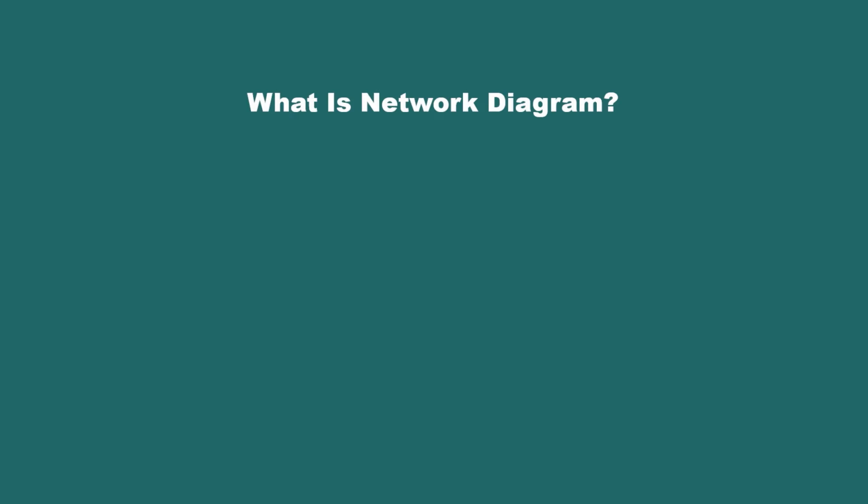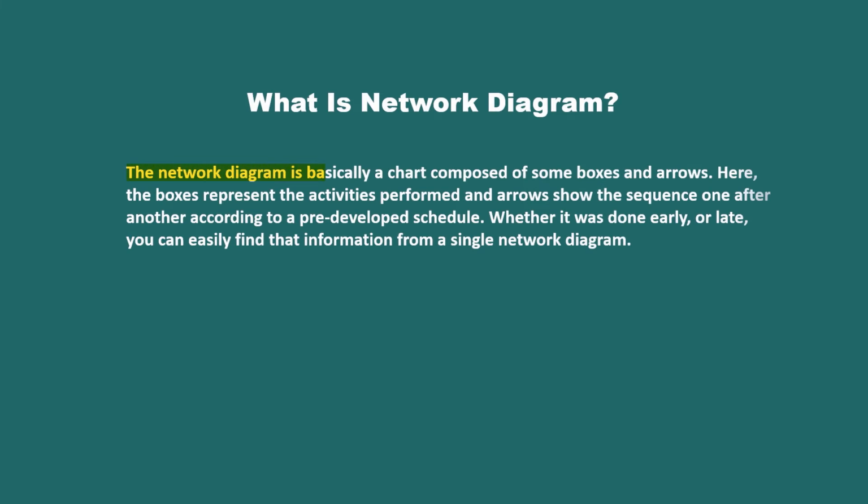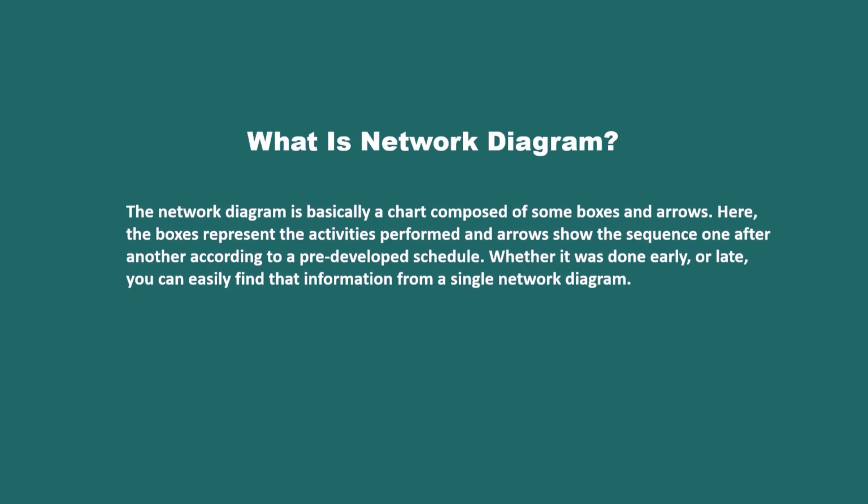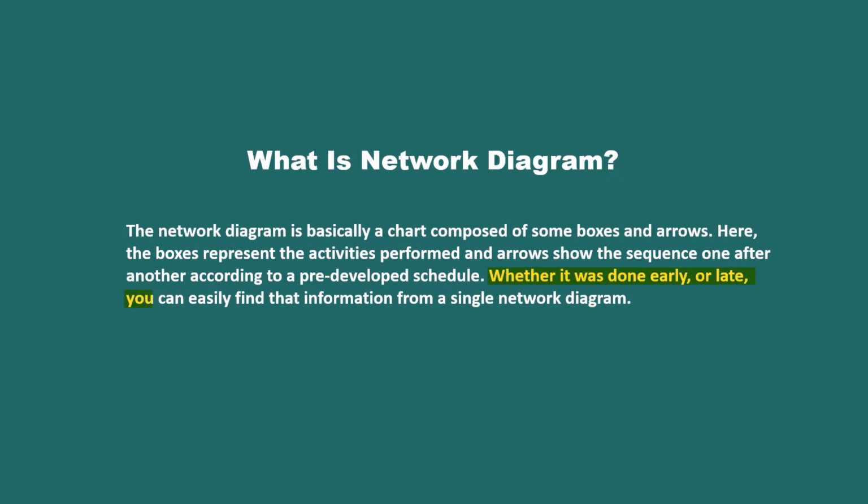Now, what is a network diagram? The network diagram is a chart with some boxes and arrows. Here, the boxes represent the activities performed and arrows show the sequence one after another according to a pre-developed schedule. You can also find whether it was done early or late from a single network diagram.